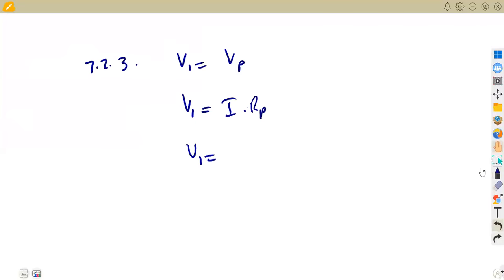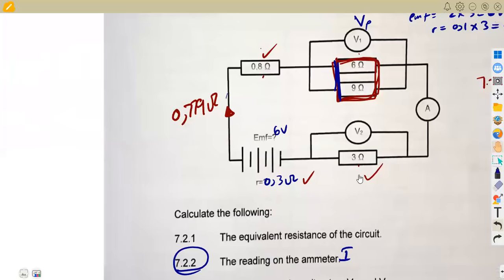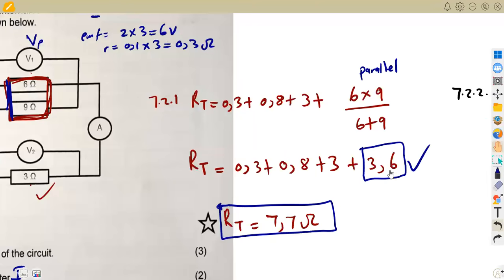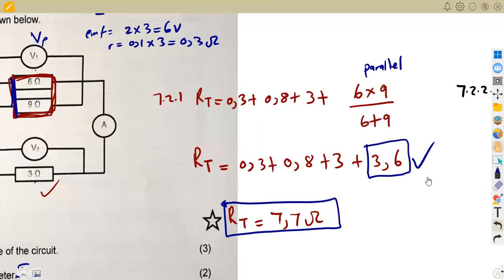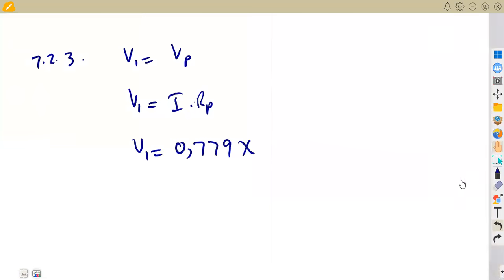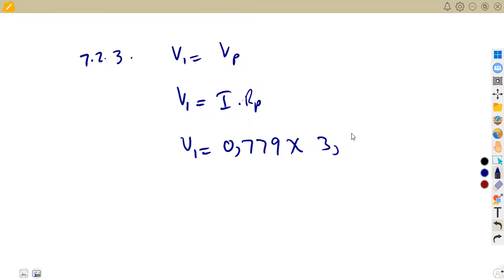We've got the current flowing, 0.779. So we've got 0.779 times the resistance that we got in parallel, which we calculated here. Our RP was 3.6 from the product over the sum. So you're going to use 3.6 there. All right, so that's going to be our V1. So our V1 is going to be something like 2.804 volts.